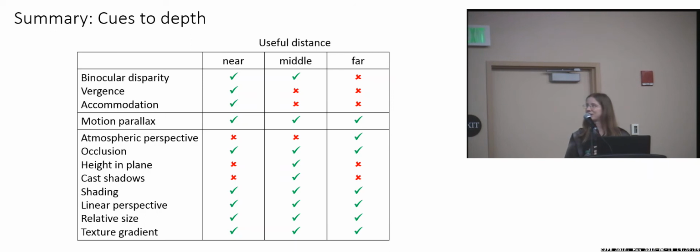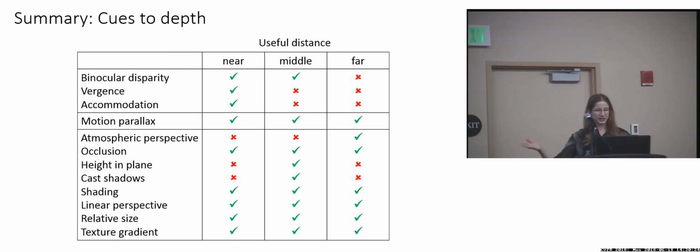A lot of the ones that have to do with the plane, like the height in the plane and the cast shadows, can get a lot harder to see when things are very, very far away. Things like occlusion and motion parallax, though, tend to be pretty good at a lot of different distances. Although with things like motion parallax, it depends how far something has moved. You know, very, very small motion, very, very far away, is still not going to be a strong cue to depth.